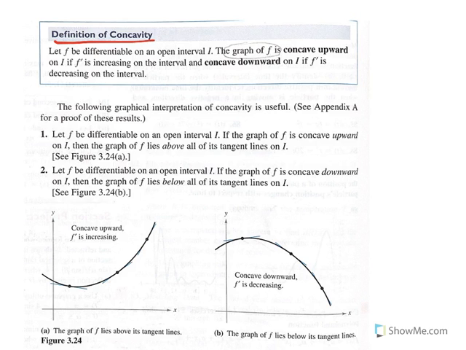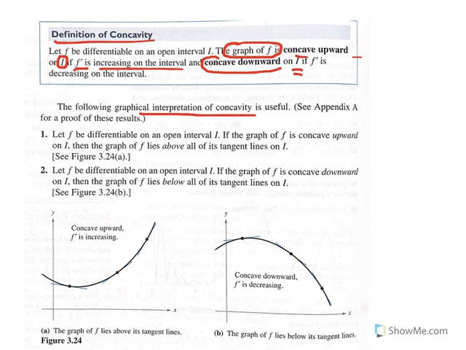Definition of concavity. Let f be differentiable on an open interval I. When we talk about concavity, we're always talking about the graph of a function. So we say the graph of a function f is concave upward on an interval I if f prime is increasing on the interval, and concave downward on the interval I if f prime is decreasing on the interval.